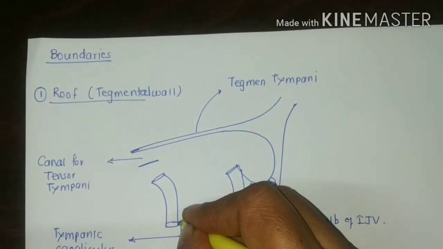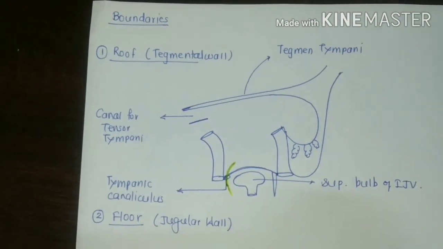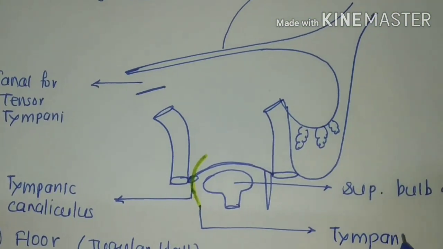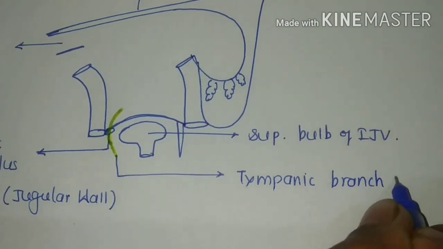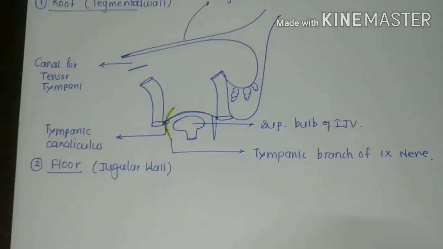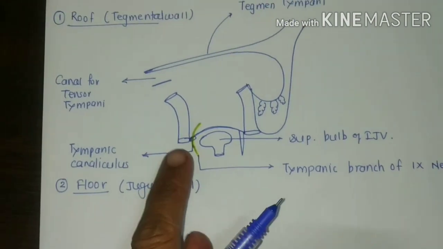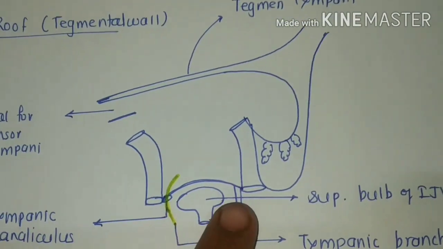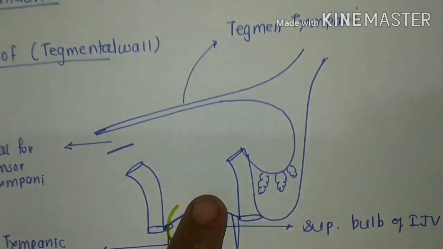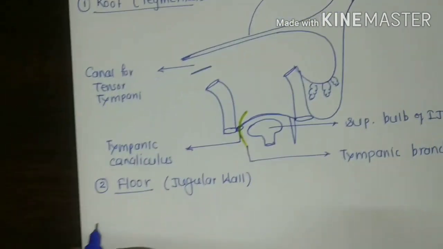So this is the tympanic branch of glossopharyngeal nerve, this yellow colored. It is tympanic branch of ninth nerve, that is the glossopharyngeal nerve, and it goes to the medial wall of the middle ear cavity. Clear? So this is the floor. It is formed by the jugular fossa, and it is responsible for separating the superior bulb from the middle ear cavity. Now coming to the anterior or carotid wall.